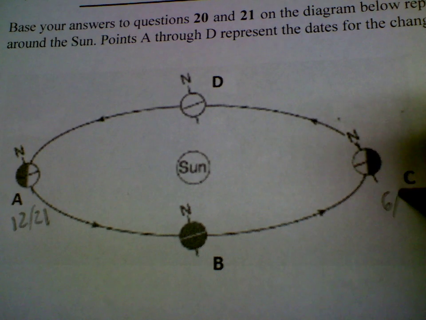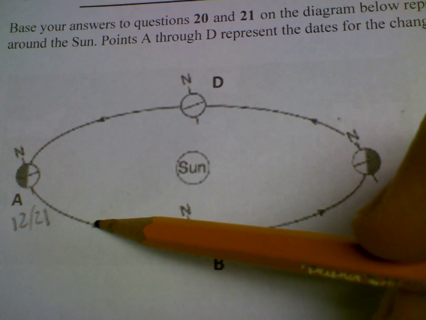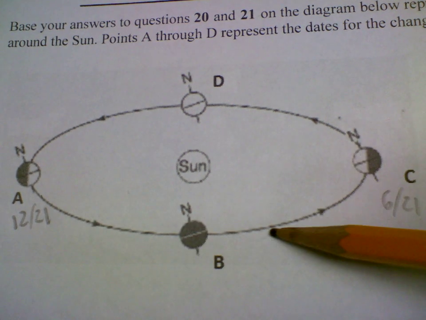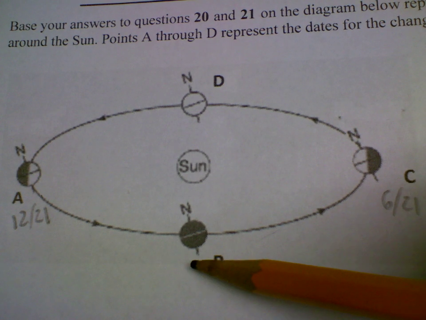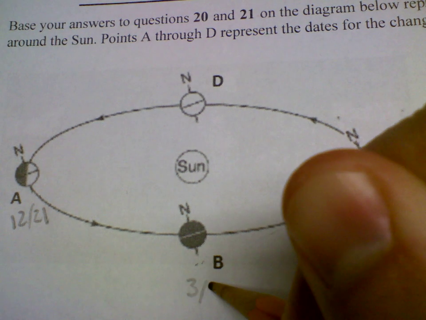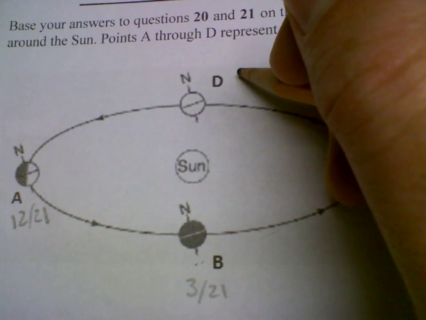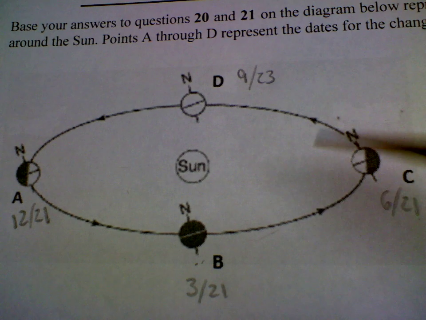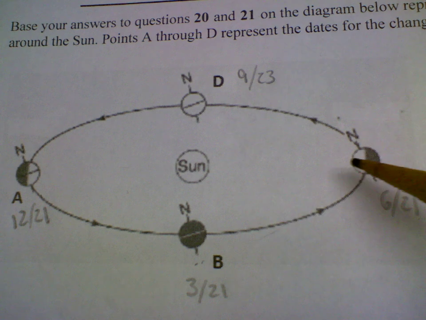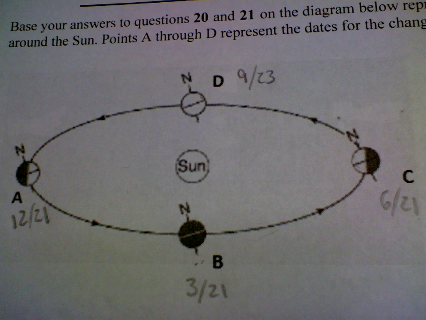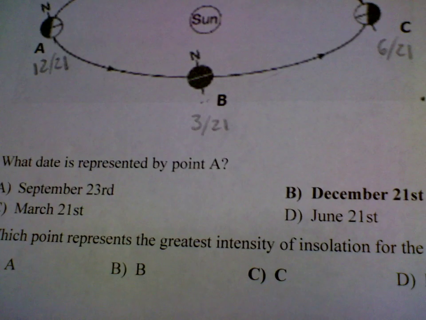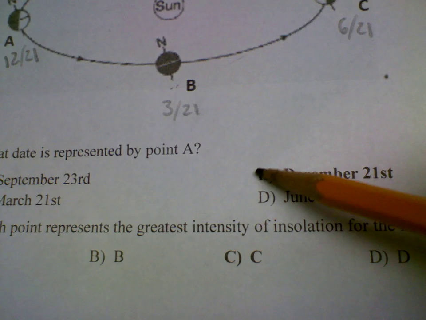That's June 21st. And then if you take a close look at the path, you can kind of see the arrow is pointing this way. So this is December, 6 months later June, in the middle is 3 months later. This would be March 21st. This would be September 23rd. So what date is represented by point A? Remember I told you guys always mark these first and the questions become super easy. So point A is quite clearly December 21st. So for this one, number 20, you should have gotten B.